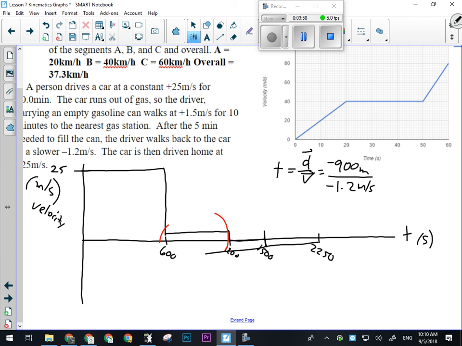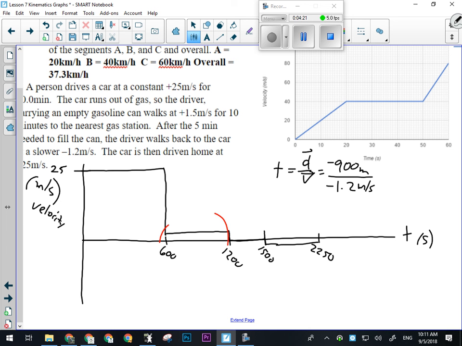Okay, what is that person doing? They're walking backwards in time. They're at a negative velocity and going backwards in time. You can't do that. So obviously the graph should not look that way. Sorry, this was 1,500 and this was 1,200. So our graph should go this way.